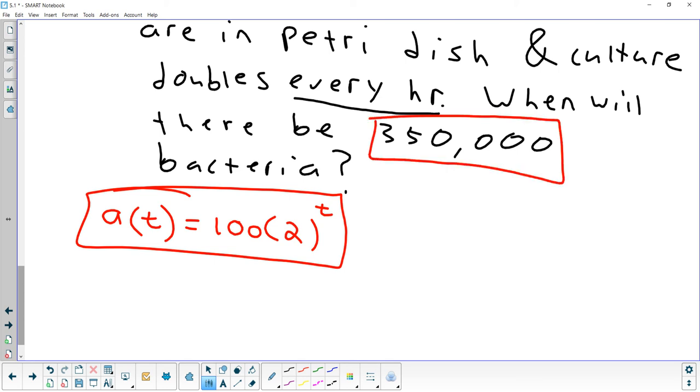They want to know when we would have 350,000. It's kind of like the population problem. Where would the 350,000 go? The A of T. Yeah. And you'd calculate an intersect. Okay, so that's how you do a doubling problem.